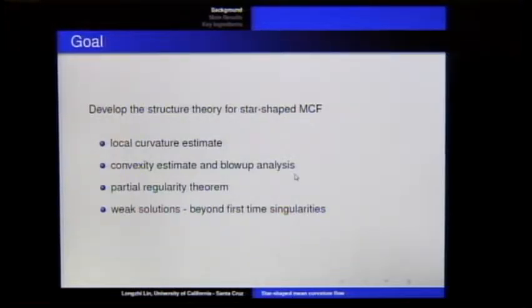Right, so we're going to prove the so-called local curvature estimates, convexity estimates and blow-up analysis. That's sort of analogous to the mean convex mean curvature flow theory. And then once you have the classification for the singularity, you can have a partial regularity result. And in fact, later on, we prove that all the analysis that works for the smooth case would work for weak solutions, so that the convexity estimate or local curvature estimate not just works for the first-time singularity, but actually works beyond the first-time singularity. So it works for arbitrary singularities, and that's by the elliptic regularization of Evans-Spruck.